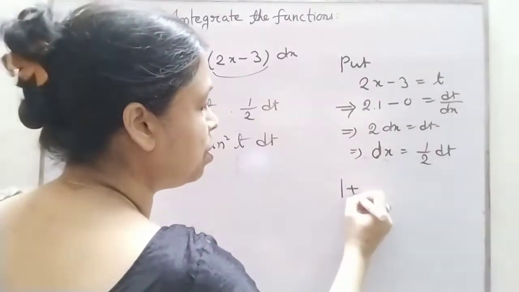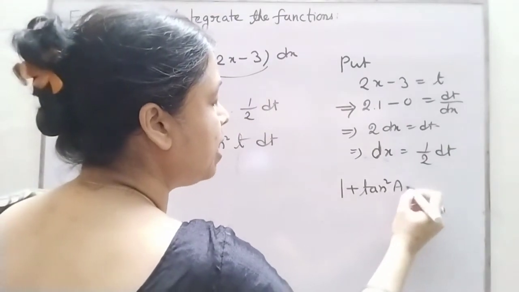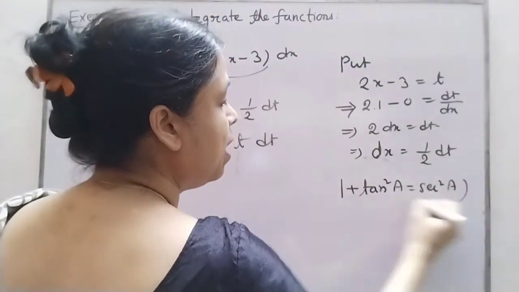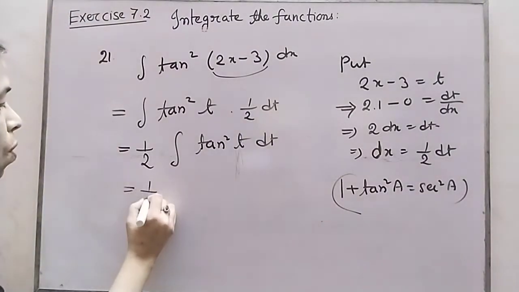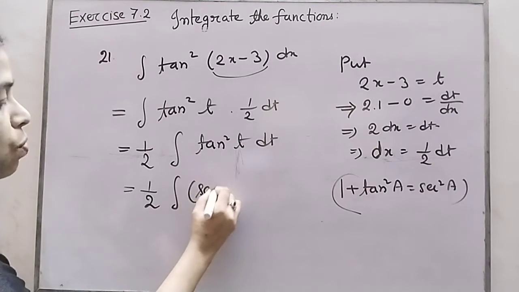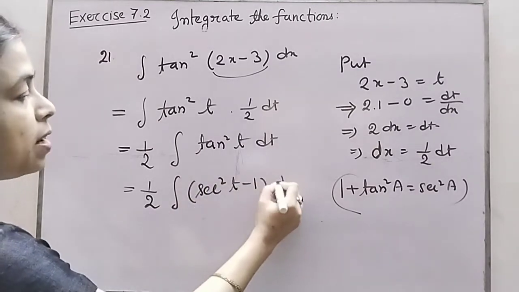Because you have this relation: 1 plus tan square a is equal to sec square a. If I use this, tan square a can be written as sec square a minus 1. So, here I have substituted, this is equal to what? Sec square t minus 1 into dt.